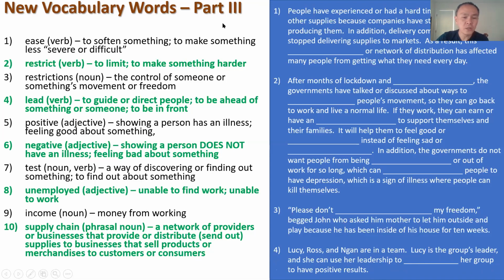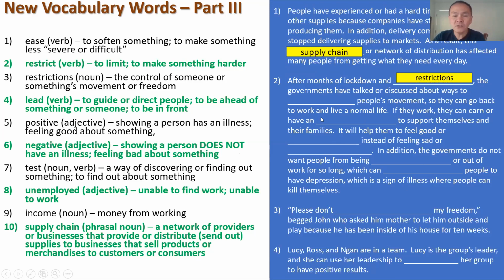So look at the words here and see where you can use the word to fill in the blank. Look at the key words, network of distribution. So if you say supply chain, then you are correct. Now, you have a lockdown. Because you have a lockdown, you cannot do many things. So lockdown is a noun. You need another noun. So what noun goes in here? If you say restrictions, then you are correct.